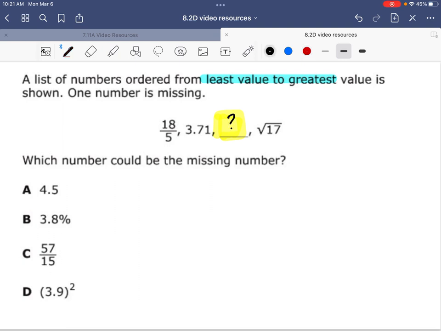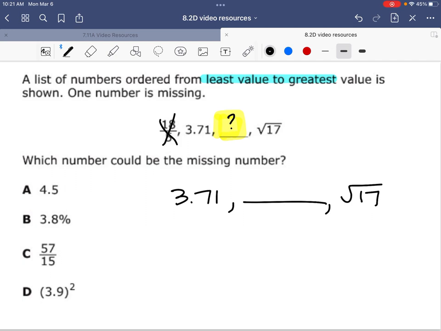Now, when I look at this, I realize I need a number that's between 3.71 and the square root of 17. So really, this 18/5 is kind of some extra information I don't need to pay attention to. I just need to figure out what is in between 3.71 and the square root of 17.